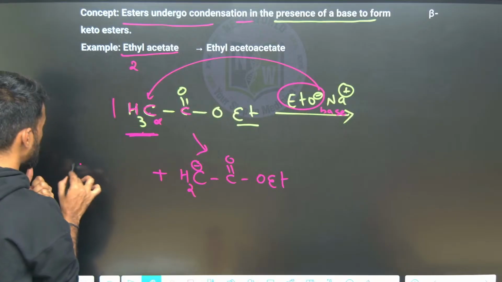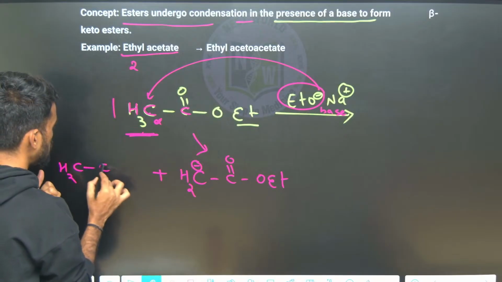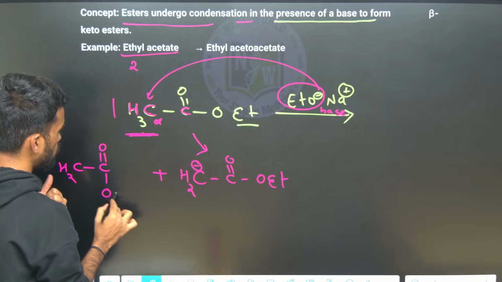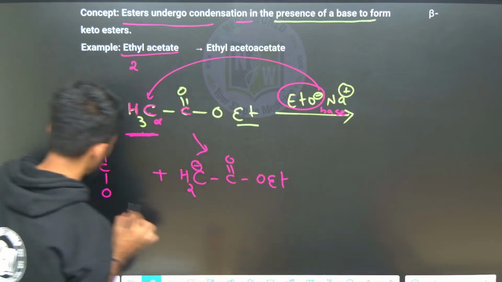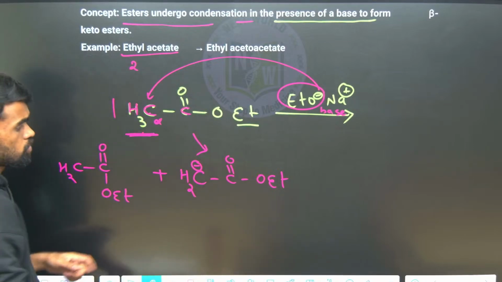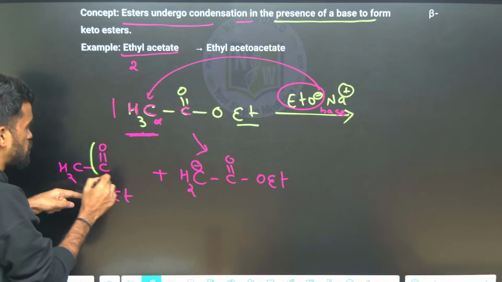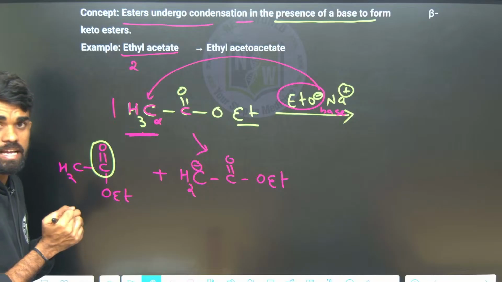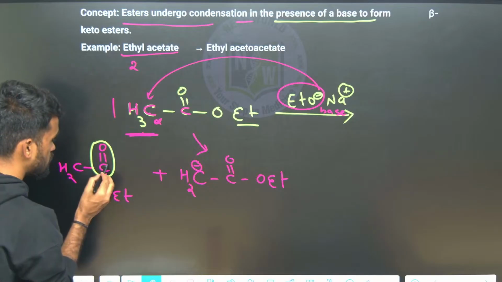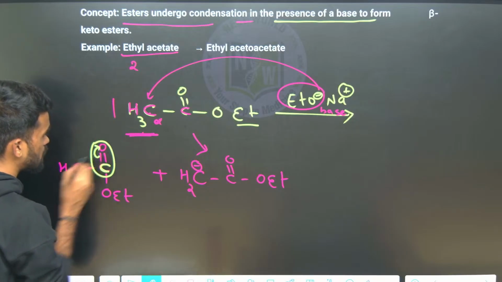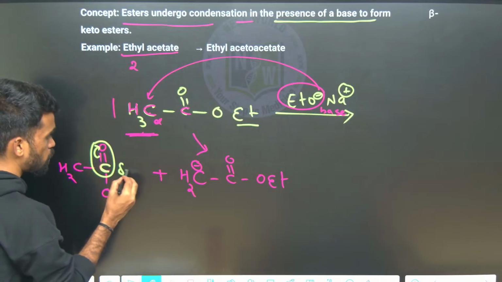So here I am taking CH2 C double bond O OEt, like this I can write now, OEt. See, now here a negative charge is there. We know this carbonyl group containing species are electron deficient, or I can say electrophilic centers are there on this carbon, because this oxygen will drag the electrons, so it creates a partial positive charge.